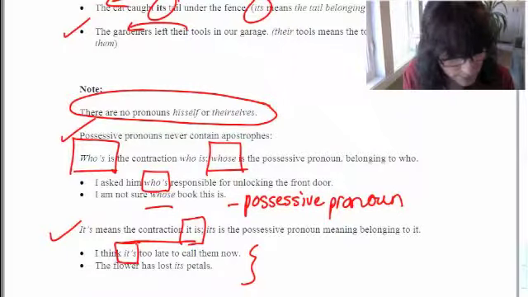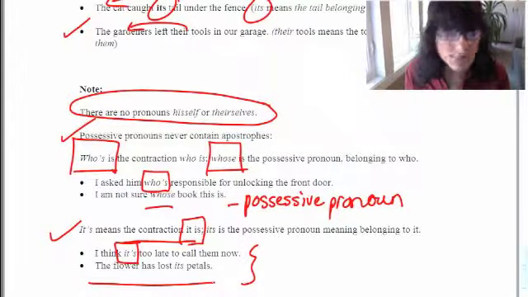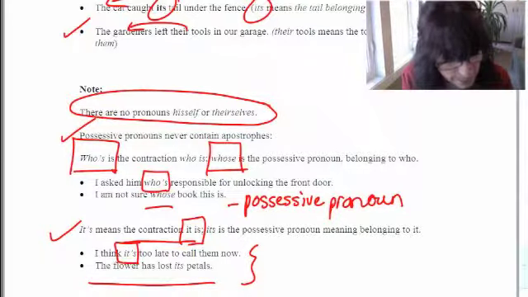So two quick examples. I think it's too late to call them now. As soon as you put the apostrophe in, it means it is. In the second example, the flower has lost its petals, meaning the petals belonging to the flower. So this its is the possessive pronoun. You would not use an apostrophe. So that's just a quick review of some rules of pronoun case and the difference between subjective pronouns, objective pronouns, and possessive pronouns.